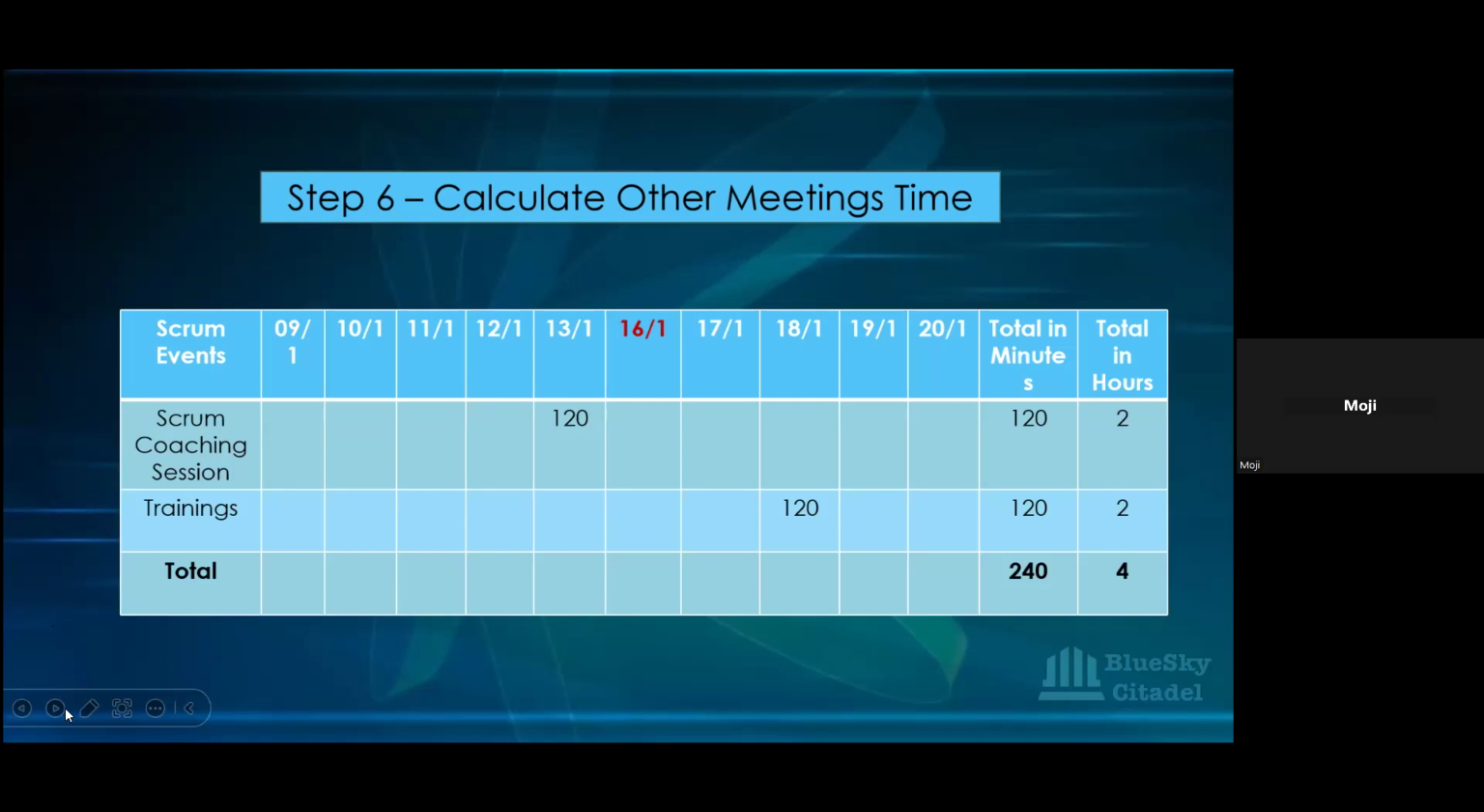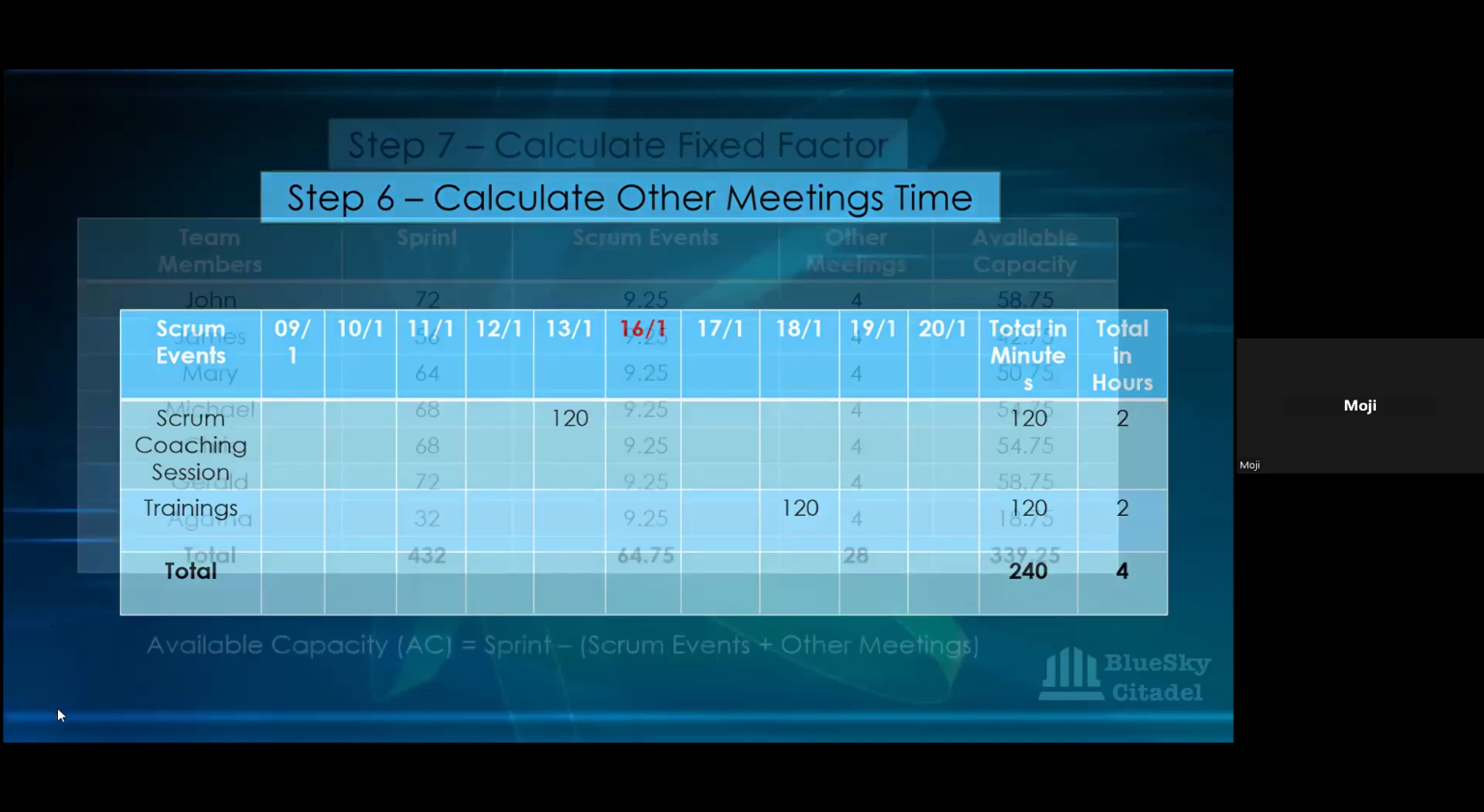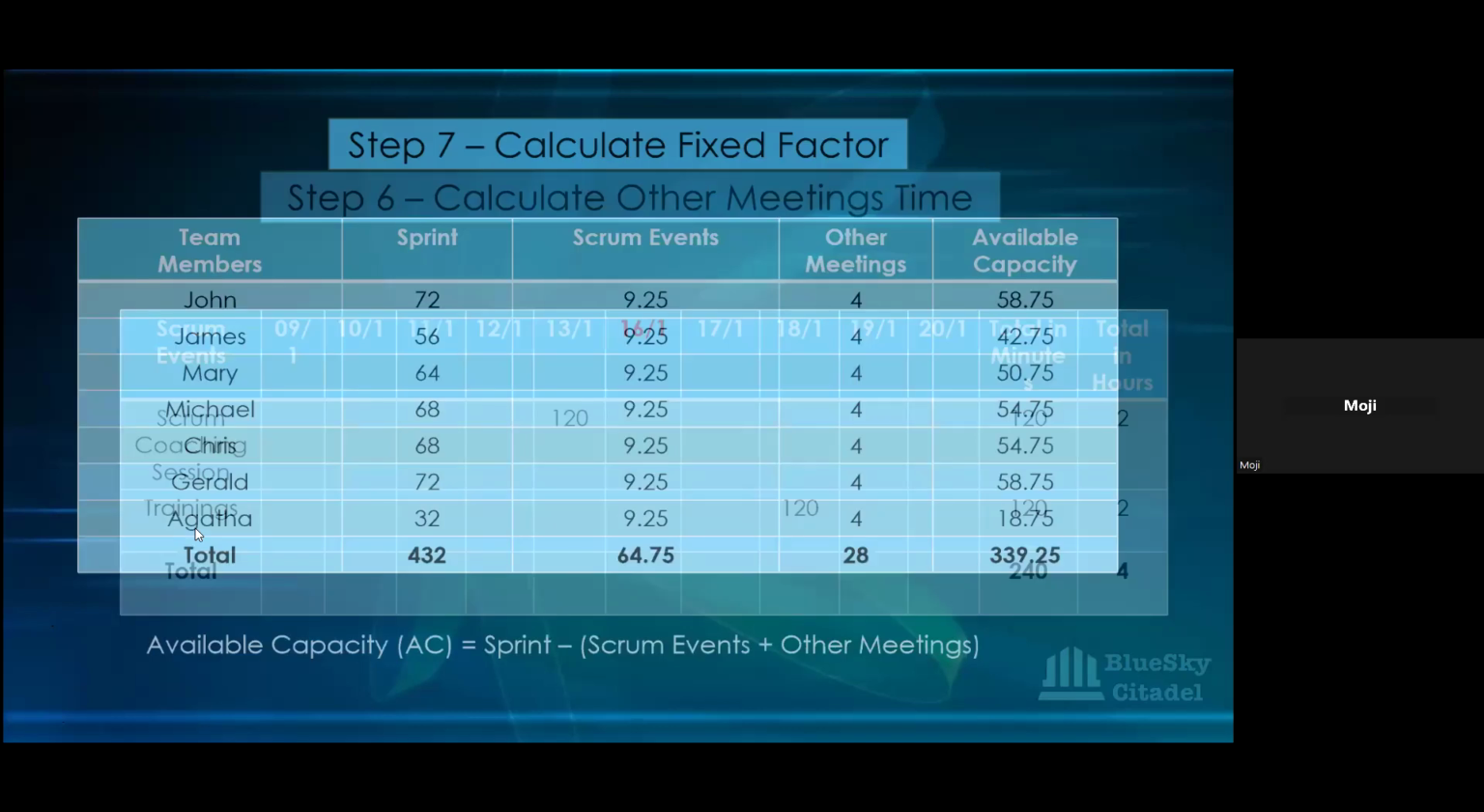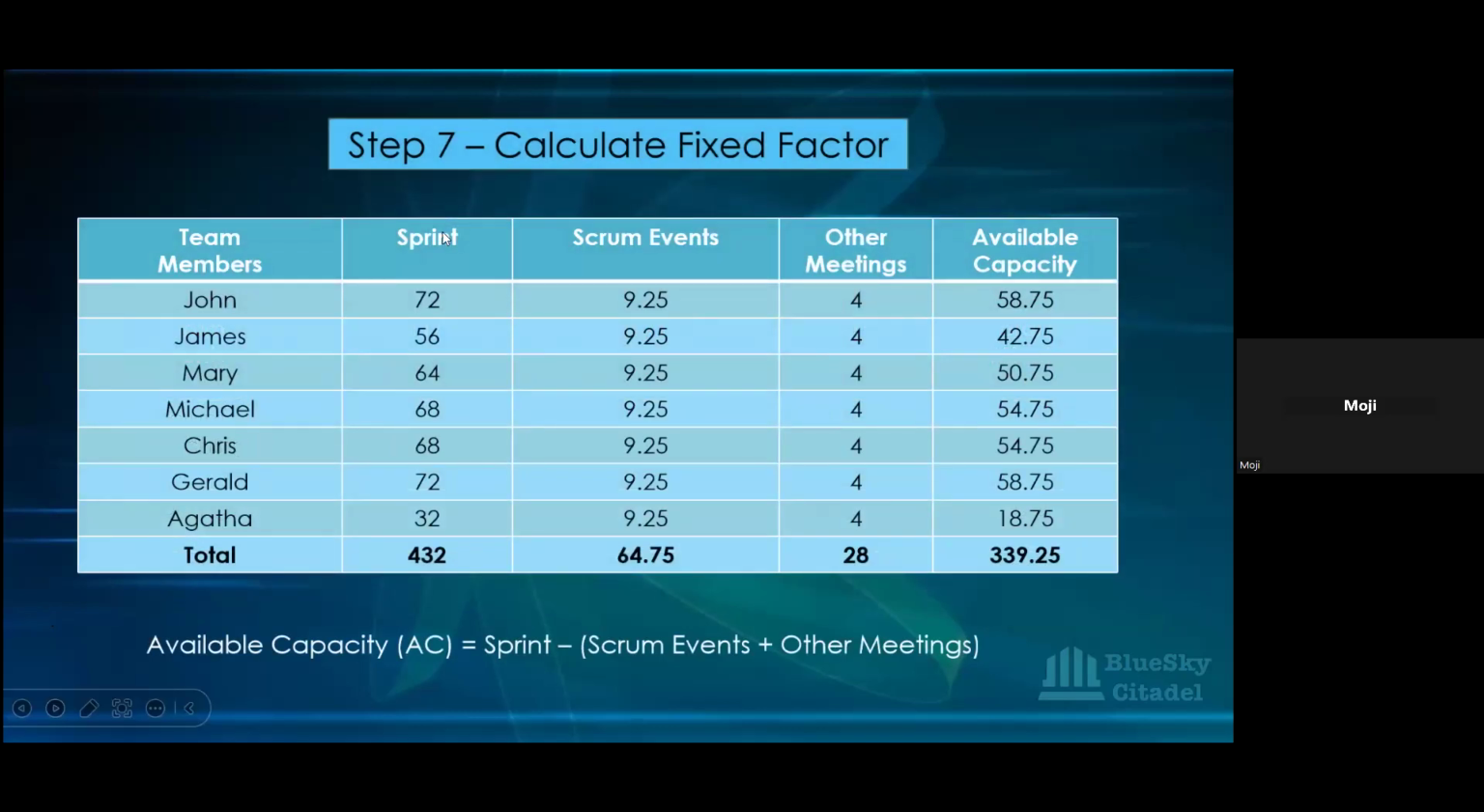So we come back to our table. We go into our table here. We know this is our team members. So this is the sprint hours for each one, the one we calculated that was 432. This is it. Okay, so that is the sprint hours. This is the Scrum event we said is 9.25 hours. So you are going to deduct that from everyone's time, everyone's hours.